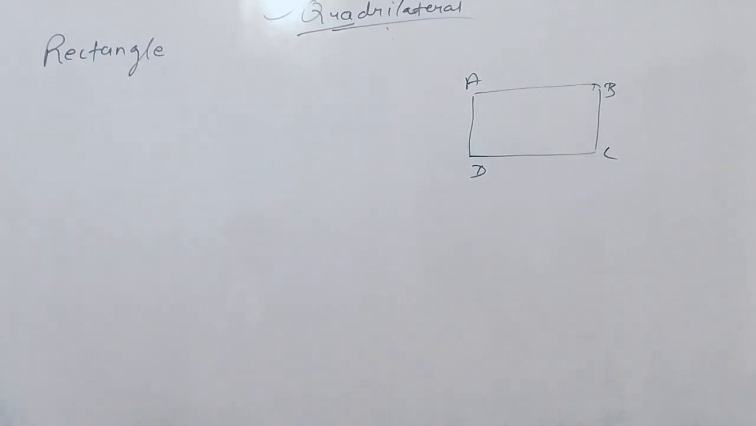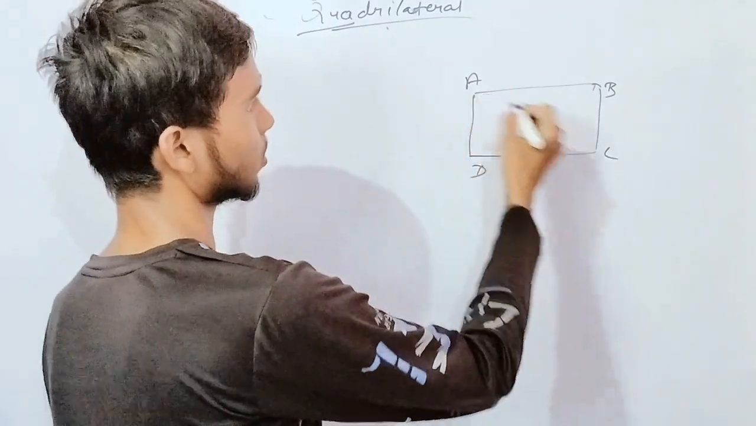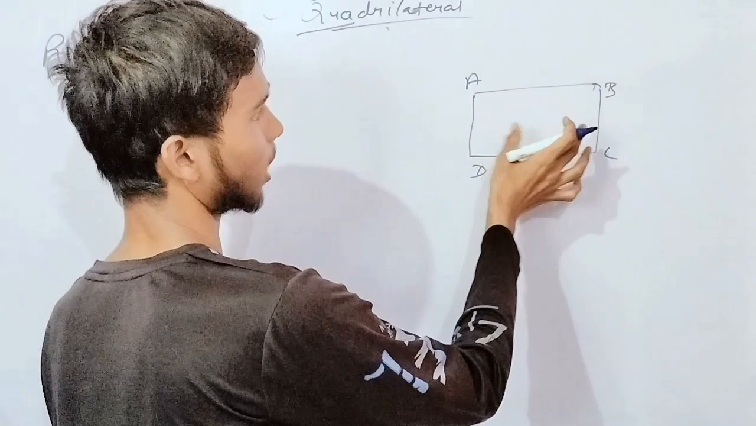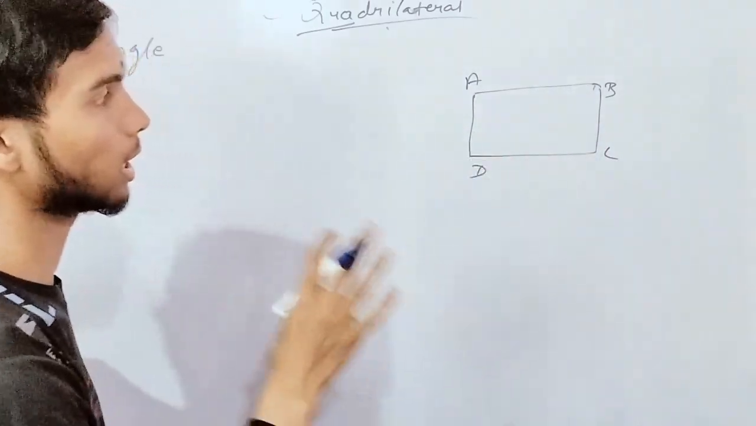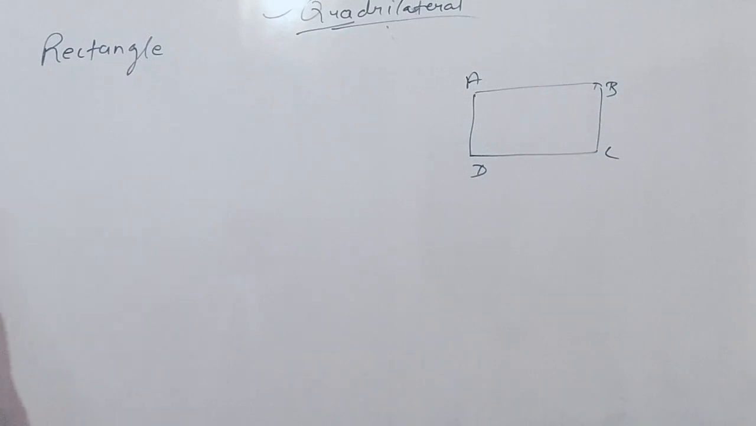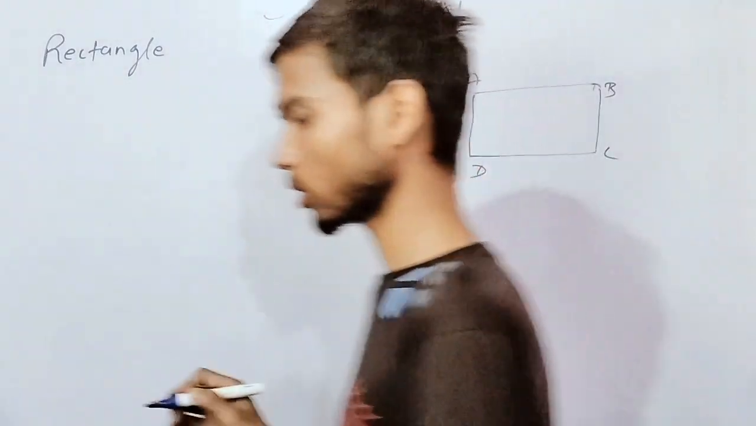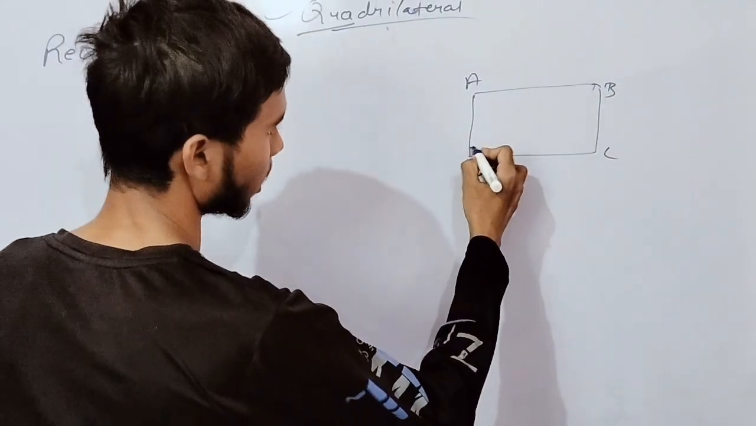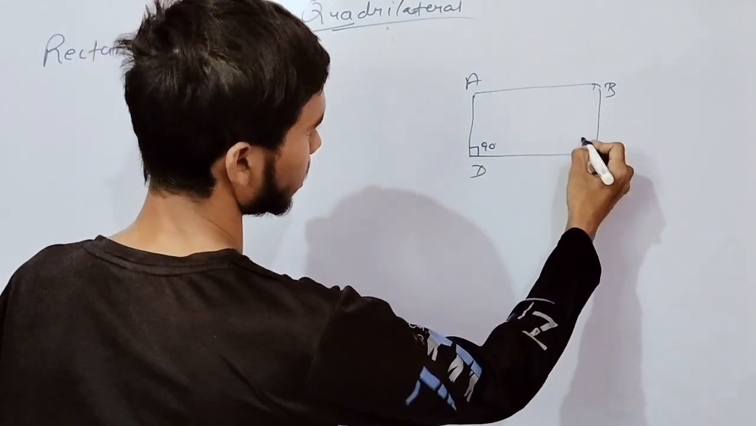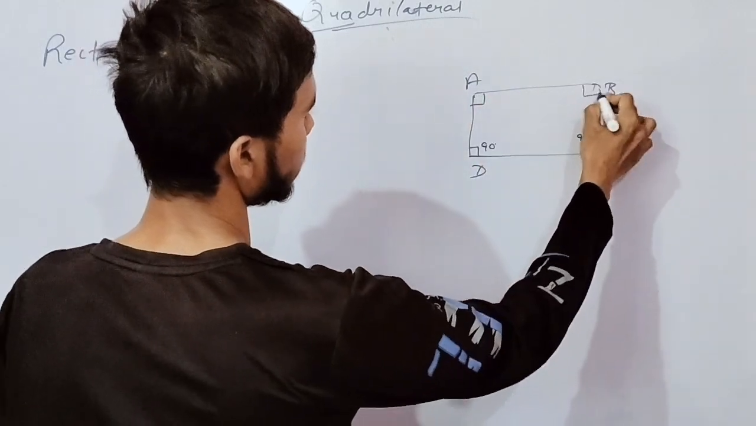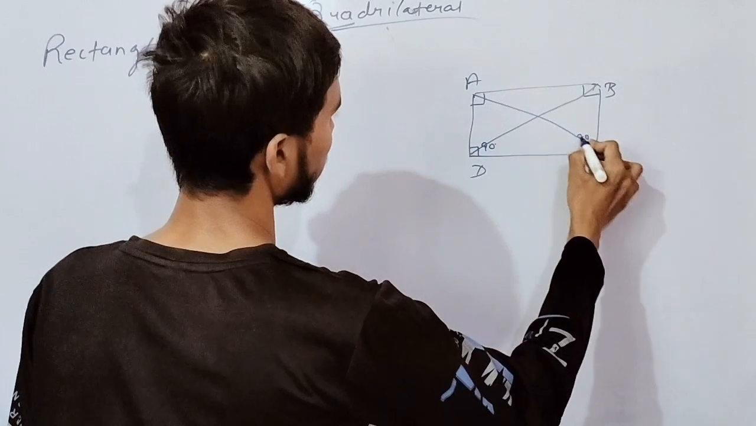Now here it is also a parallelogram. Why? Because this is parallel to this, and this is parallel to this. Any line will not intersect any other line. Yes. Now here, what do you think about it? Here you can observe, at this vertex, it is making 90 degrees. This is 90 degrees. This is 90 degrees. This is 90 degrees. There are two diagonals. Yes, of course, there are two diagonals.